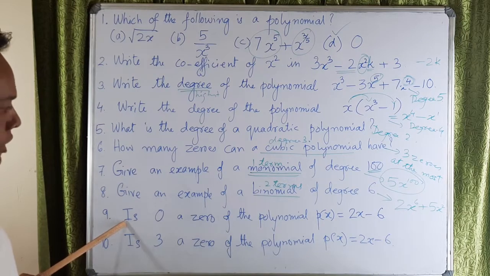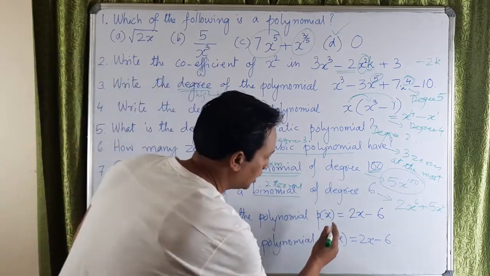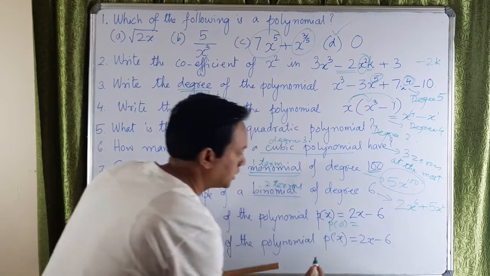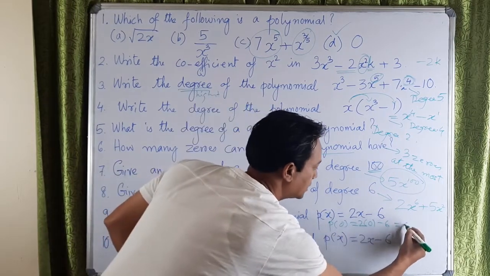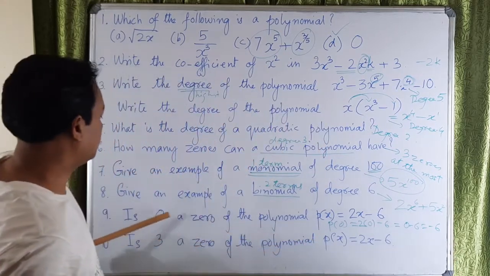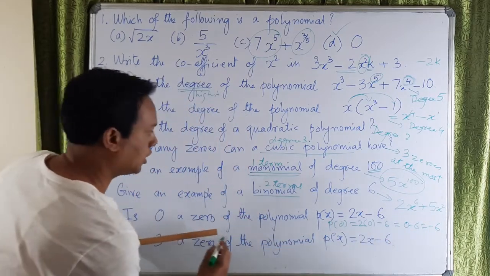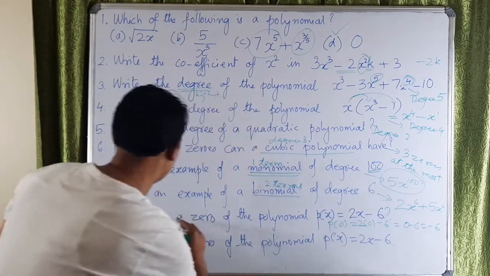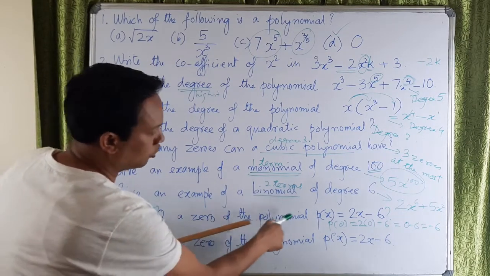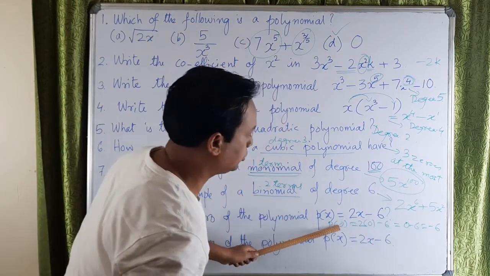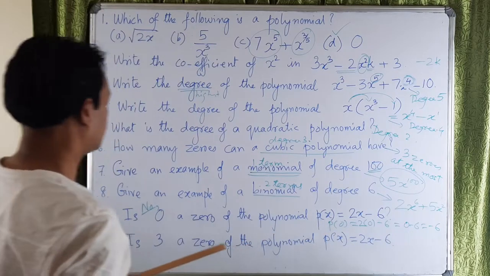Now let's look at the next question. Is 0 a zero of the polynomial? That means, what is zero for a polynomial? If I put 0 here, P of 0. Instead of x, if you put 0 here, how much am I getting? Two zeros are 0. 0 minus 6 is minus 6. So when you put 0 in place of x, I'm not getting answer 0. So what do you say? Is 0 a zero of this polynomial? No. You say, no, 0 is not a zero of this polynomial because we are not getting answer 0. When I substituted 0, I am getting minus 6. The value of the polynomial comes out to be minus 6. So 0 is not a zero.